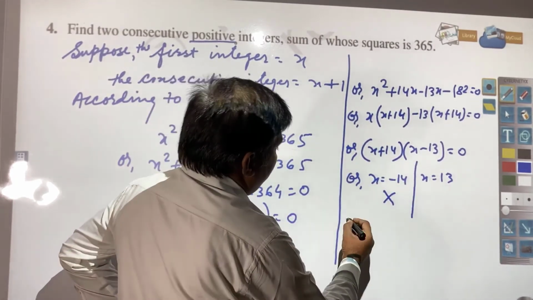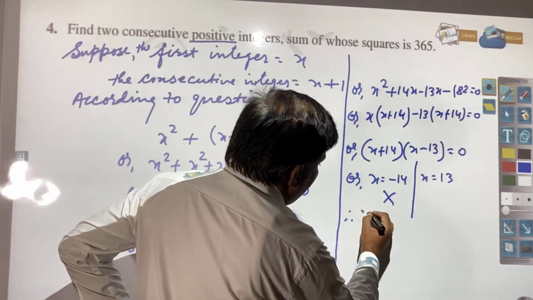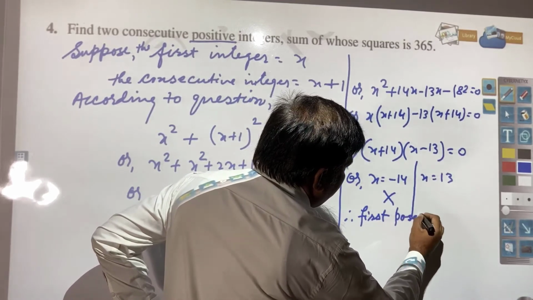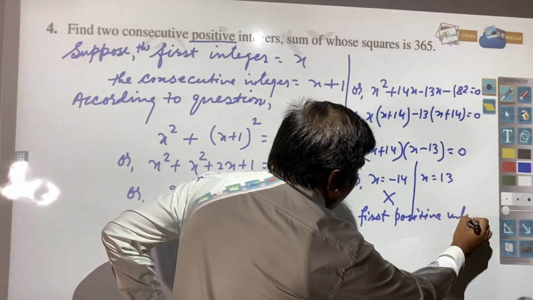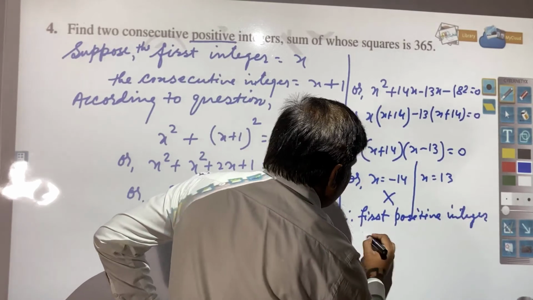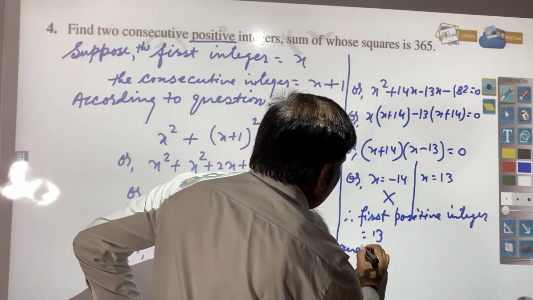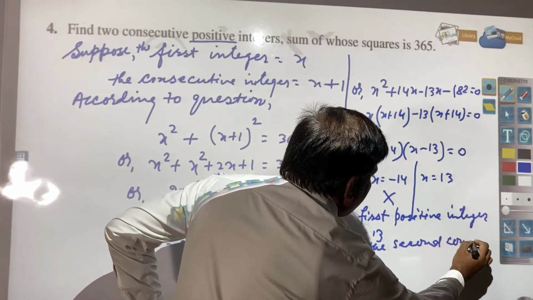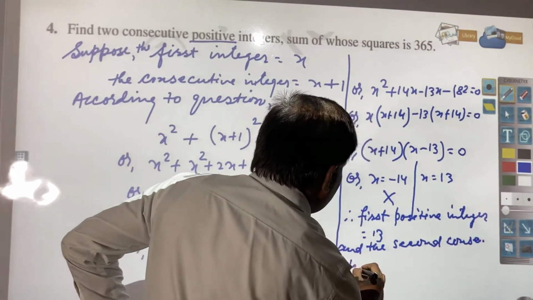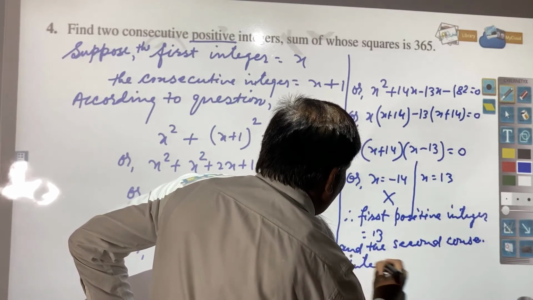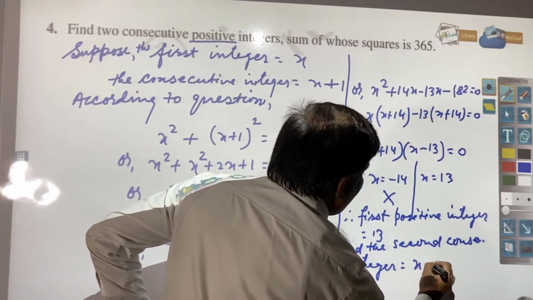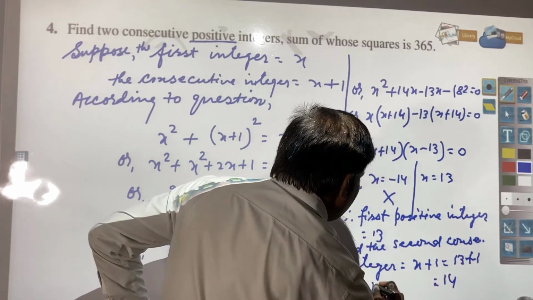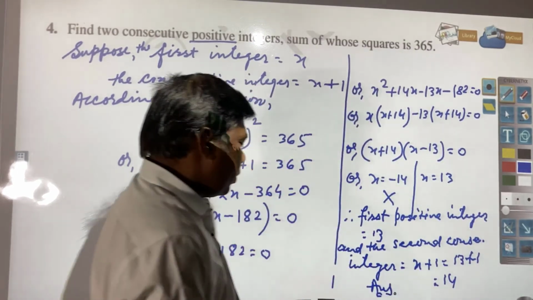So the first positive integer is equal to 13, and the second consecutive integer will be equal to x plus 1, it means 13 plus 1 is equal to 14, and this is your answer, 13 and 14.